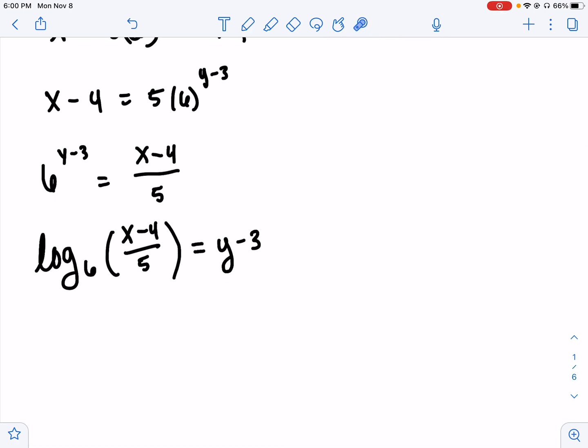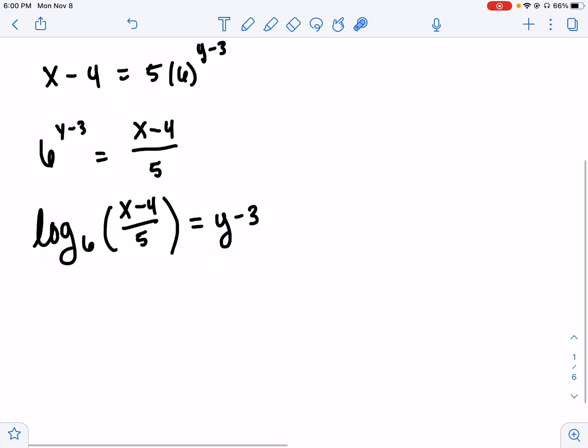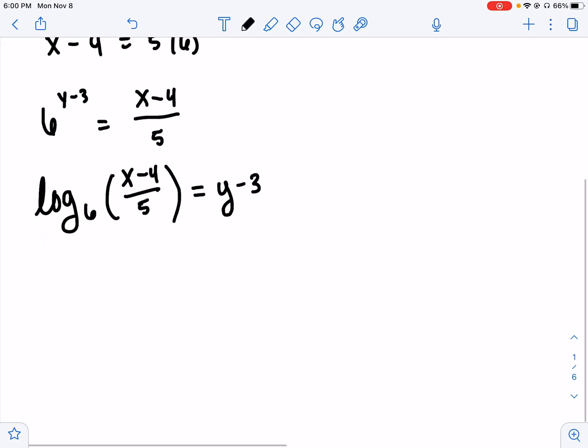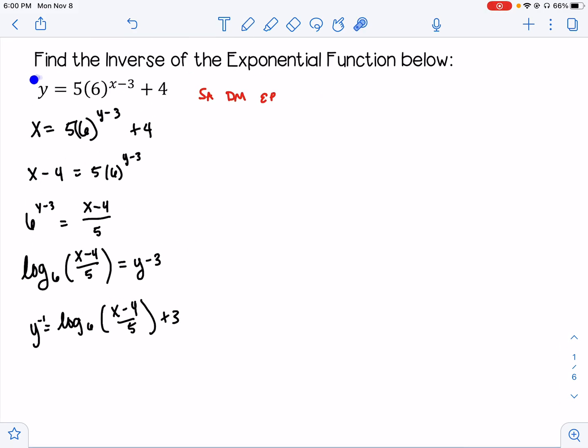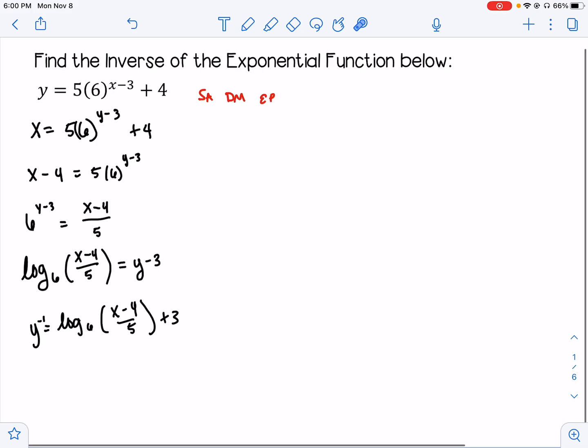So here, notice I took an exponential, I put it into logarithmic form, and in doing so, what was my exponent is now isolated. It's now on the side by itself. We have one more step of getting y completely by itself, which is adding 3 to the other side. Very last step, once again, make sure that we're using this inverse notation. Our original one was y, so this is y to the negative first.